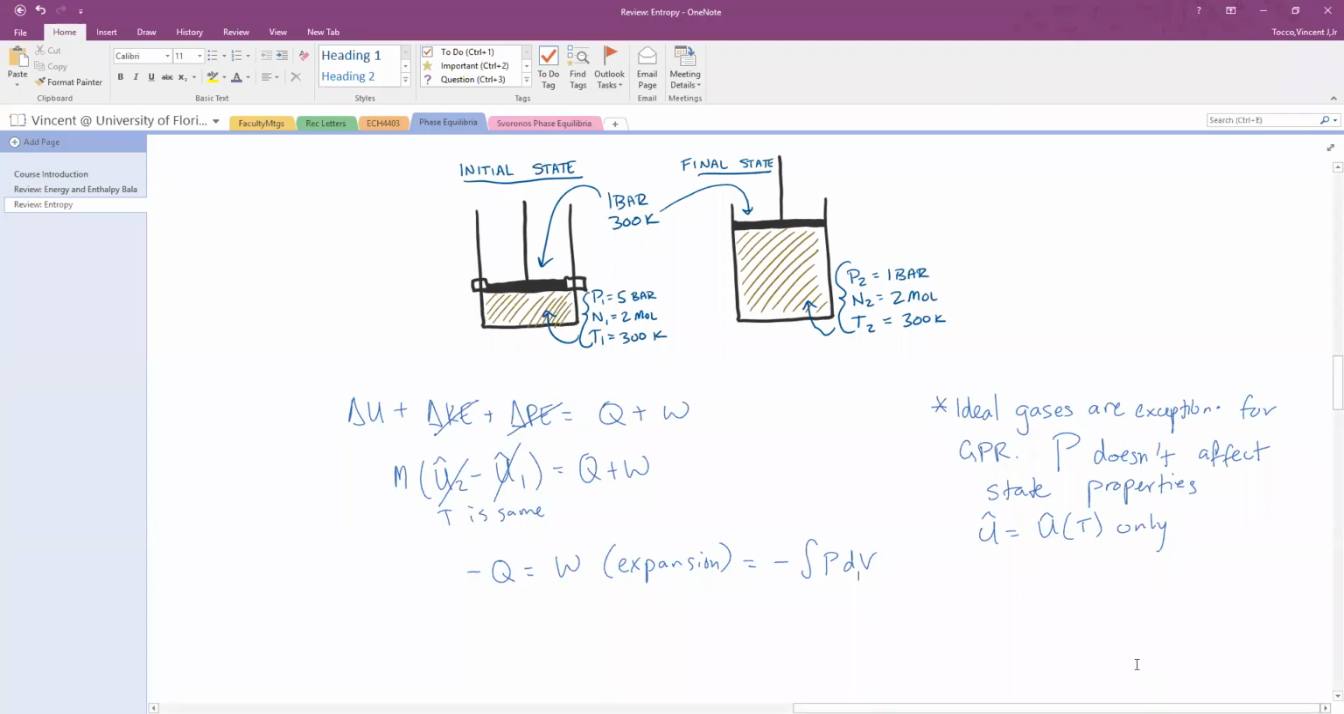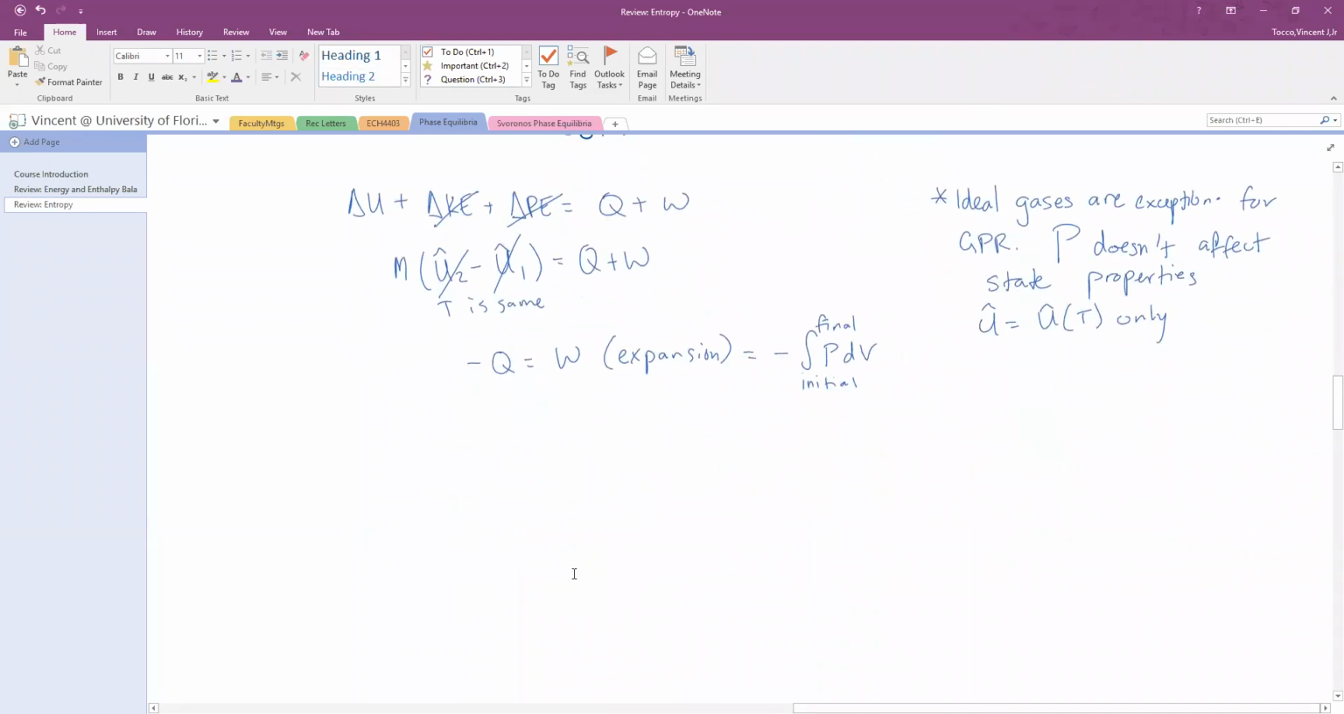So this is looking like something that we can calculate, and we're going to have to integrate this. So we're going to need the limits of integration from the initial to the final state. So let's go ahead and integrate that expression, and then that is going to give us what the work is. And then by the energy balance, we say that negative Q has to be equal to W. So how do we integrate negative P dV?